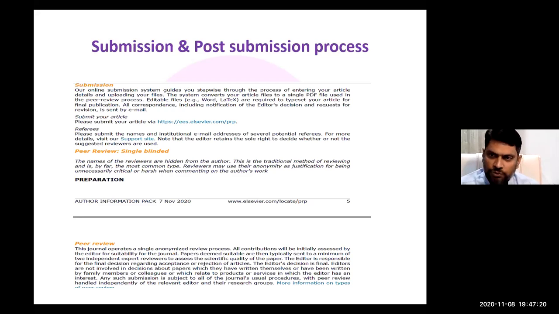Once they are convinced with the answers that you give to the queries they ask, then they may accept it, or they may not accept it. If they accept it, then it will go to the next level of publication. So that will go for print.